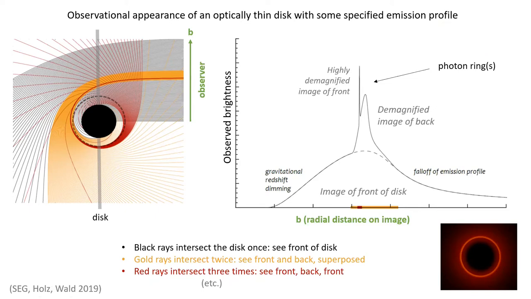The question is regarding the subring structure that you were supposed to see in observation. It's been said that the subring structure is a GR effect per se. Is it visible in the GRMHD simulations also? And is the visibility ascribed to GR, or is it an astrophysical effect, or is it a mixture of both?